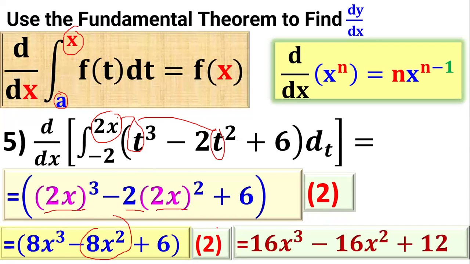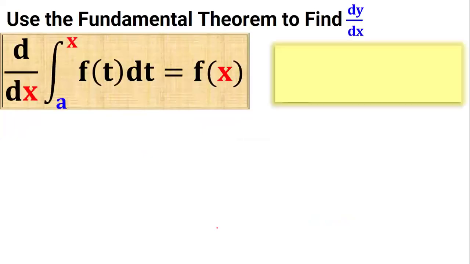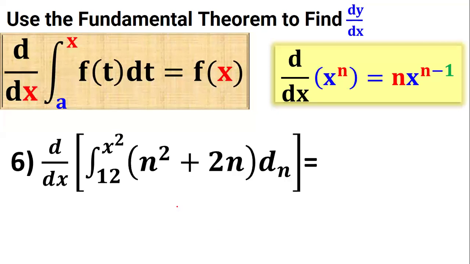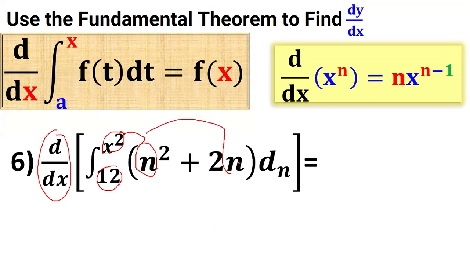Okay, done. Then let's proceed to example 6. In example 6, you are asked to find the derivative with respect to x. So the integration from 12 to x squared. The first step, we need to replace all the variables of the function by x squared. Instead of t, I'm going to write x squared.